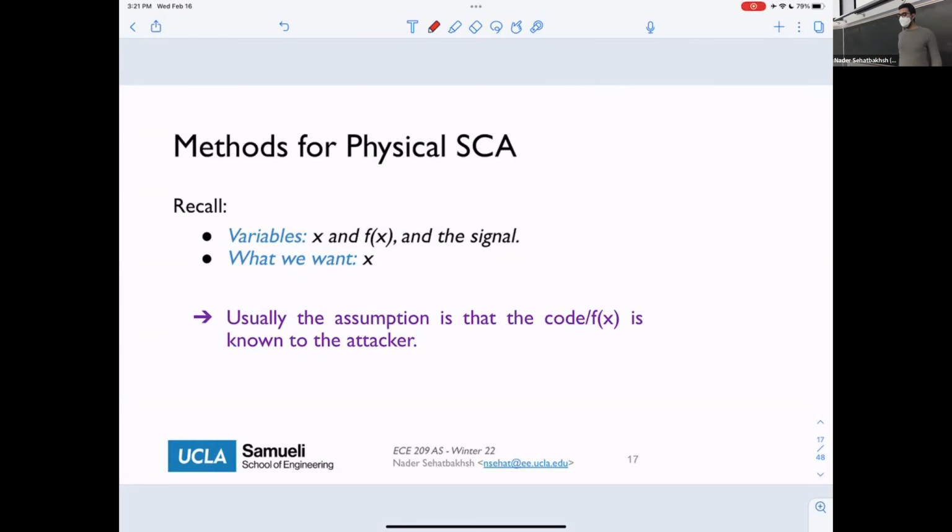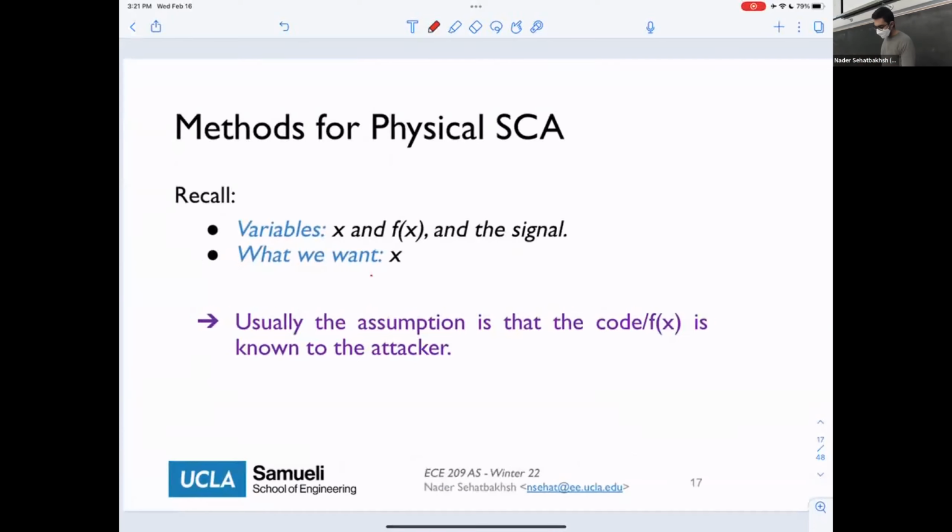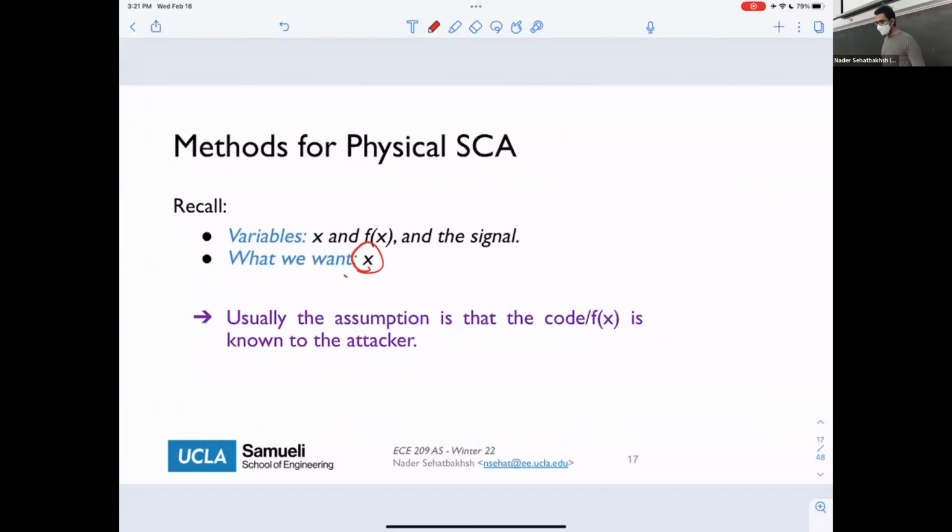All right. So the biggest thing, as I said, is essentially the problem in physical side channels is that we have some inputs that we don't know. And then we have some signals that we can measure. That signal could be an electromagnetic signal, it could be a power signal, it could be temperature, it could be voice, and so on, right? And what we want to recover is basically these inputs, the secret value that we want to recover.